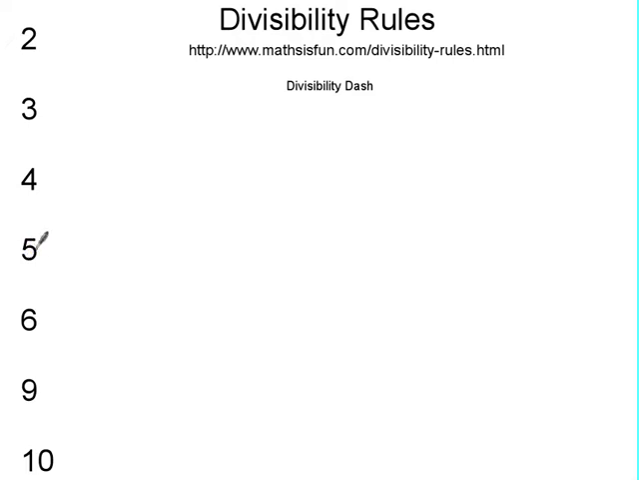And then 5. 5's kind of an easy one. As long as you have this memorized, you'll be able to find it. If a number ends with a 0 or a 5, the number is divisible by 5. Doesn't matter how many digits there are. If there's 1 digit, 100 digits, a million digits, all you have to do is look at that last number, and that number, if it's 0 or 5, will be divisible by 5.